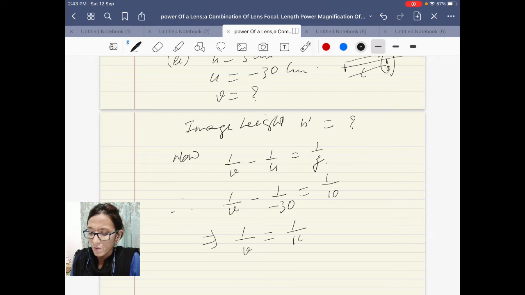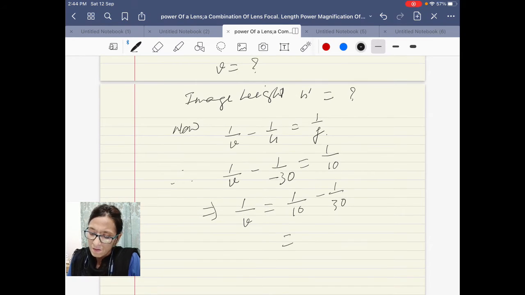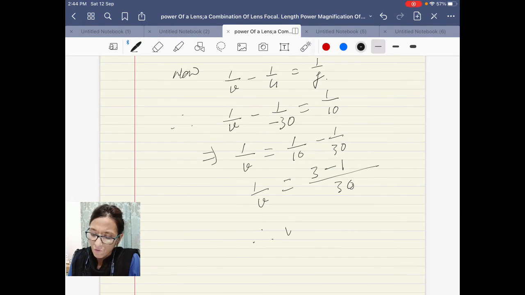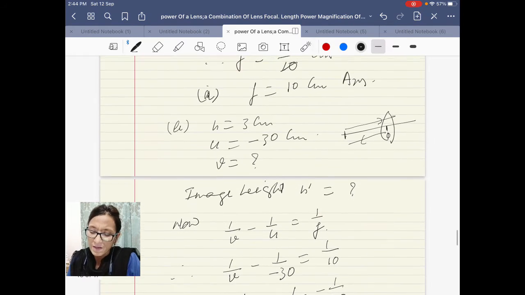V is equal to 1 upon 10, and this minus is converted into plus. When it goes to the other side, it again becomes minus. So this is equal to 1 by V is equal to, let me take LCM, 30, and this is your 3 minus 1. So therefore V comes equal to 30 upon 2, that is your 15 centimeter. So one quantity V we obtained.